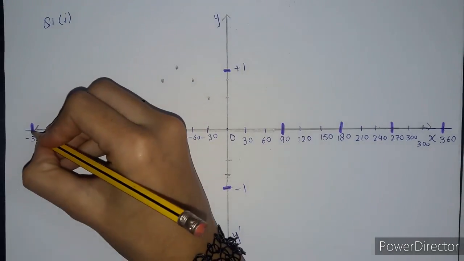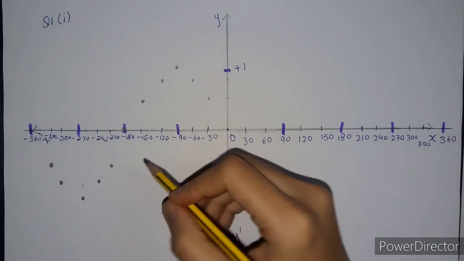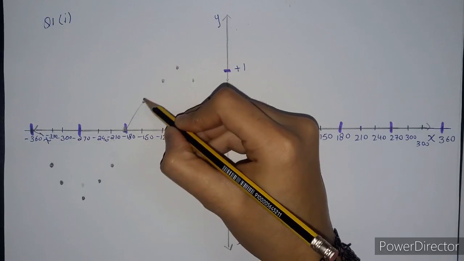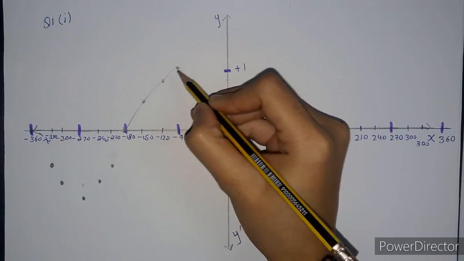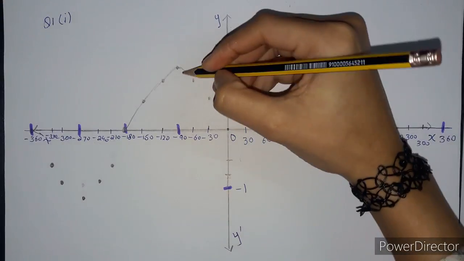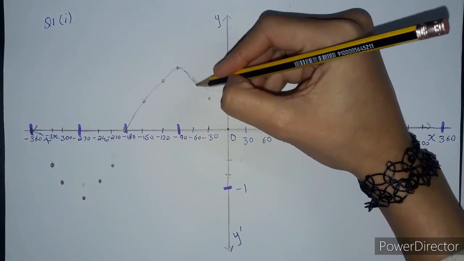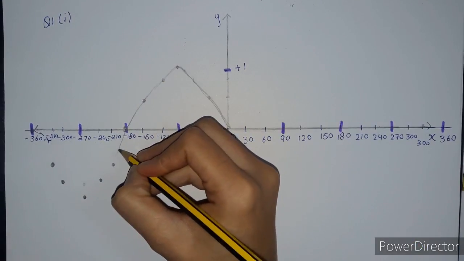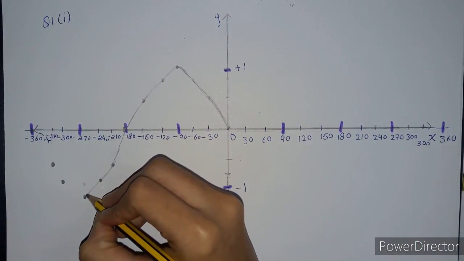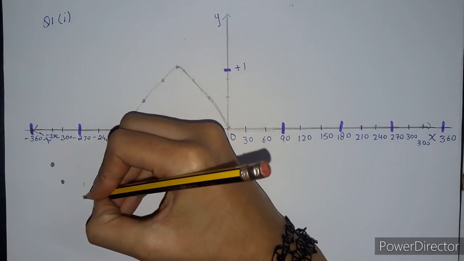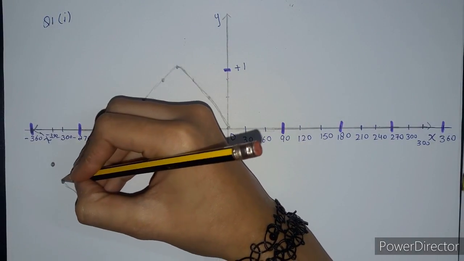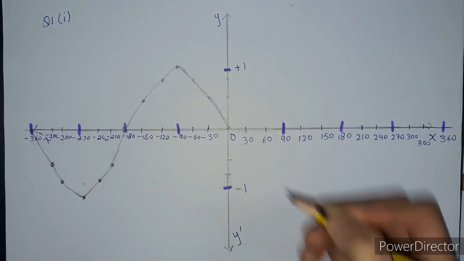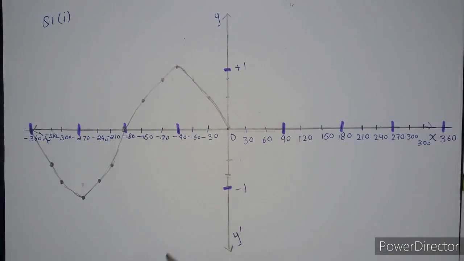-360 is 0. So here now we have to just join the points. So it will be like this curve. Then like this. -360 is 0, so join like this. So this is how you will get the curve.